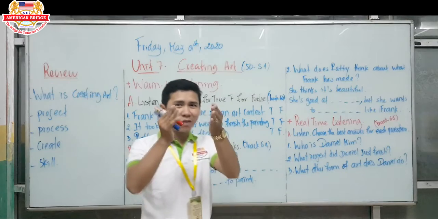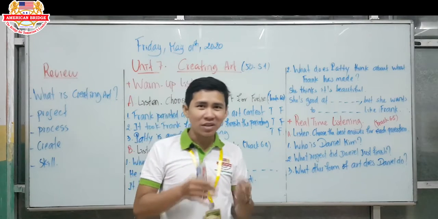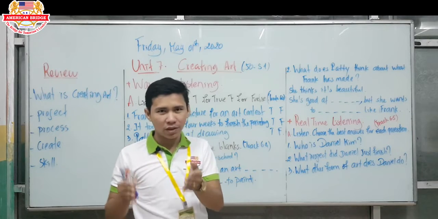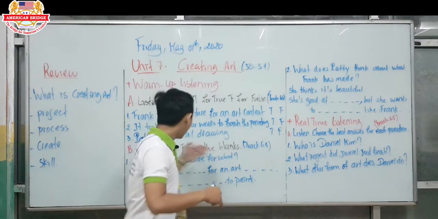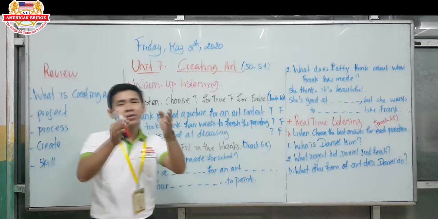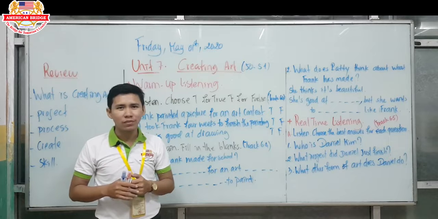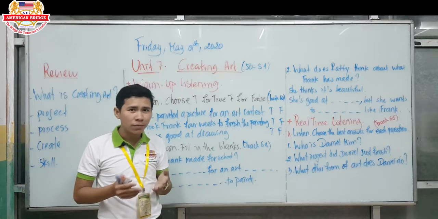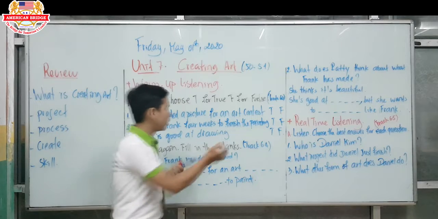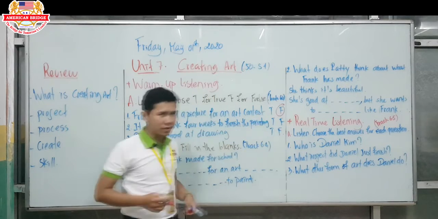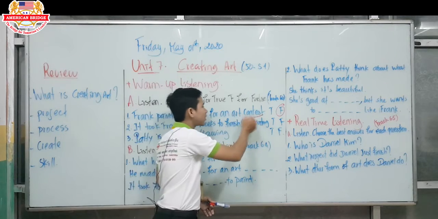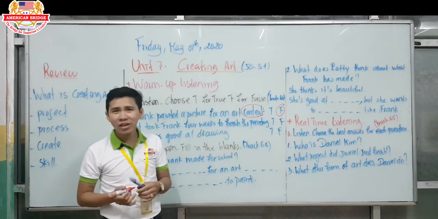Great. You have done a good job for your listening. So now we are going to check the sentence that is true or false. Let's start, everyone. Number one, Frank painted a picture for art contest. True or false? True? False? Why is it false? Okay, so the answer is false. Why? It is not an art contest, but it is art project.